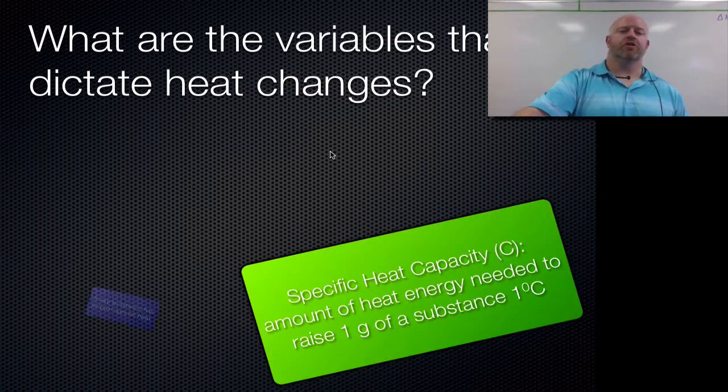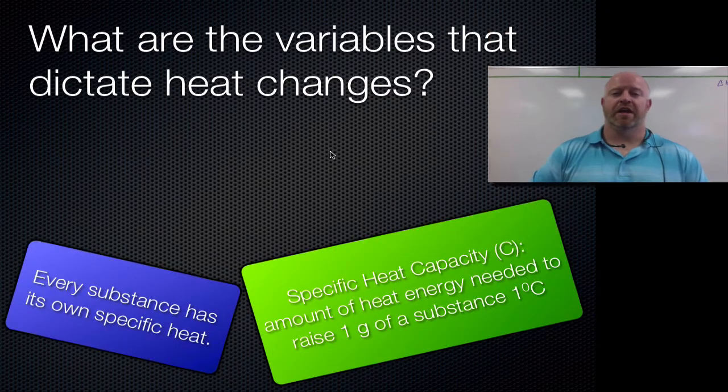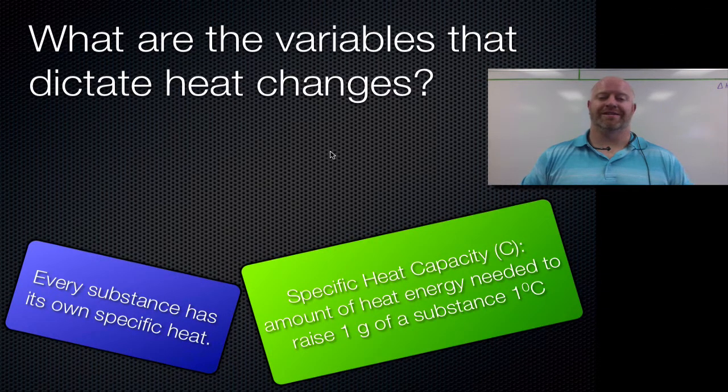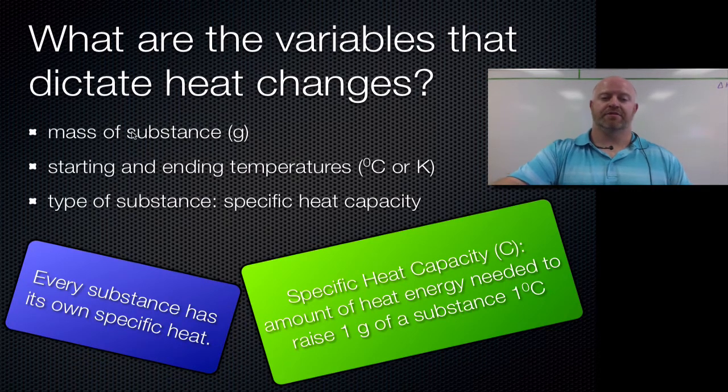So if we combine those three things together, and we talk about what are the variables that determine our heat change, we have three things: the mass of the substance, starting and ending temperatures, and the type of substance. Now, with the type of substance, we need to introduce a new term, and that new term is specific heat capacity. Okay, so our specific heat capacity is basically the capacity of something to absorb energy and then release it back. Okay, every substance has its own specific heat capacity.